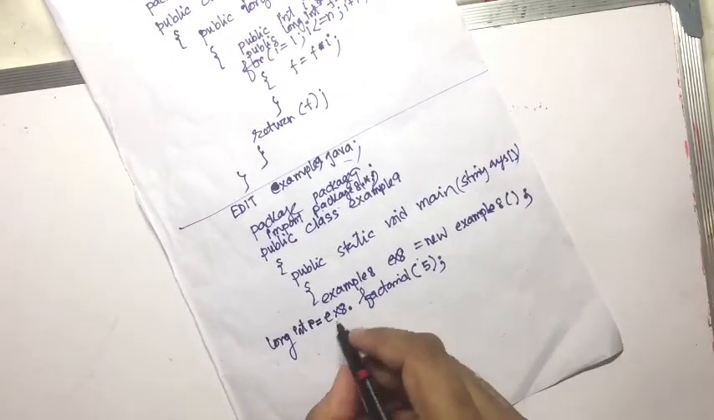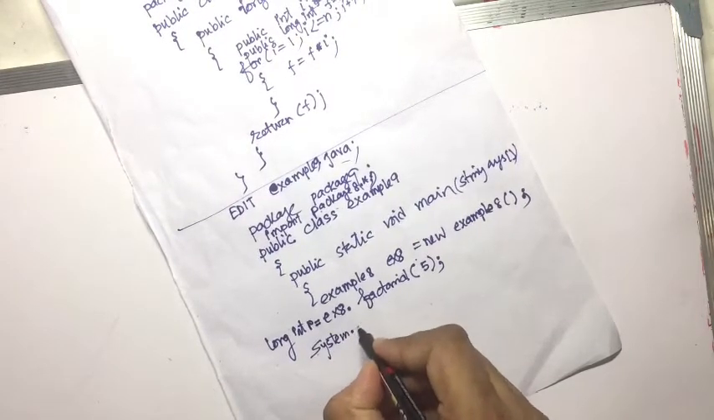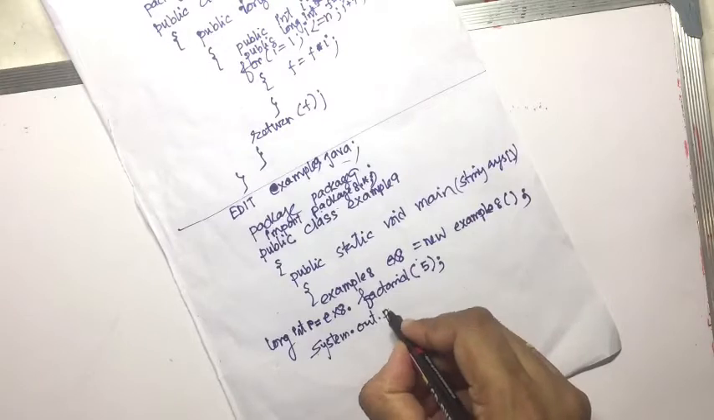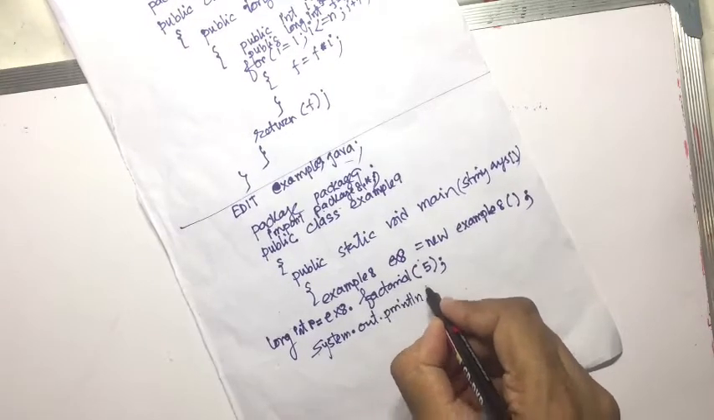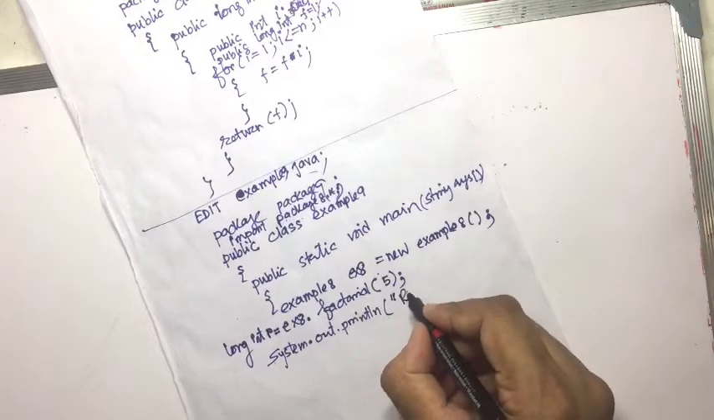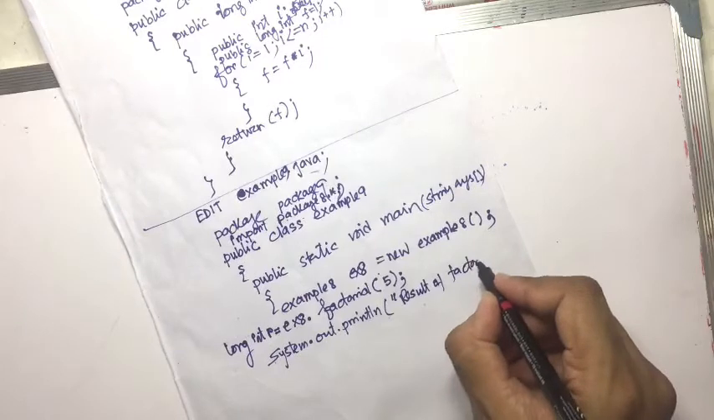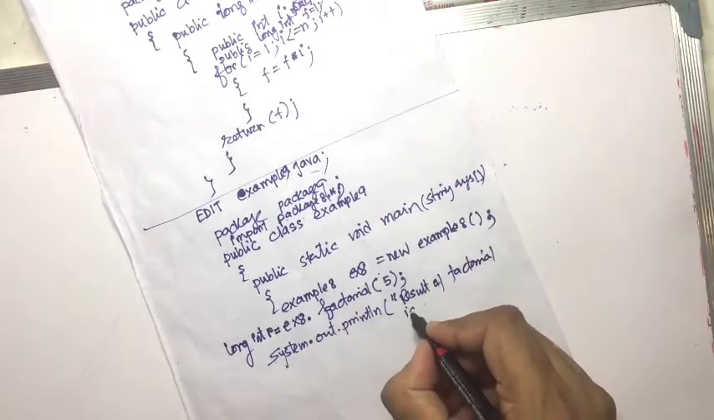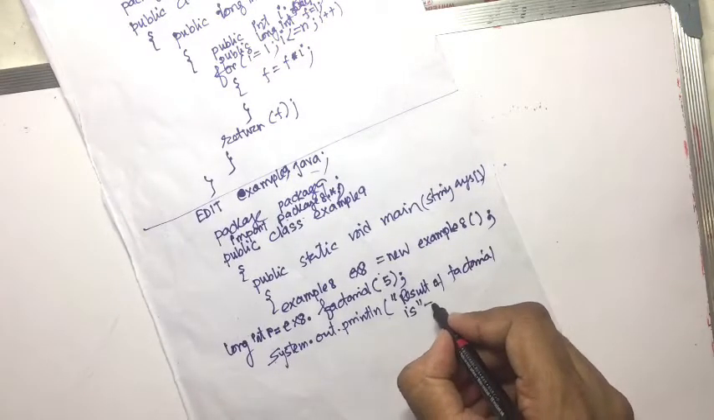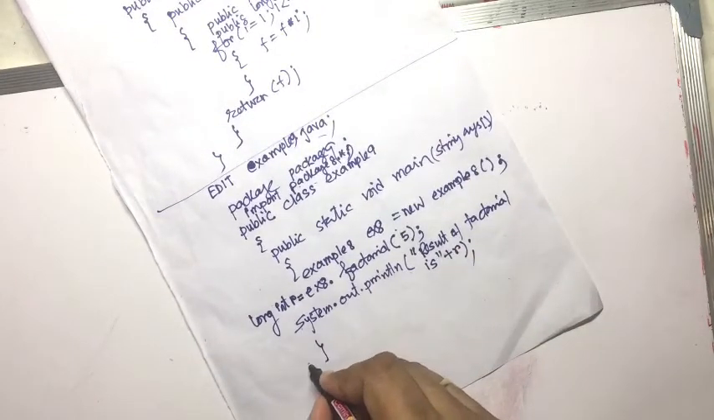Suppose the return value r is the long int data type. Now just display the value, that is system.out.println, result of factorial is plus r, and this is the end of main, and this is the end of the class.